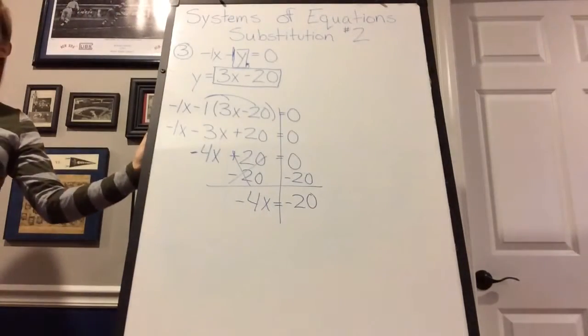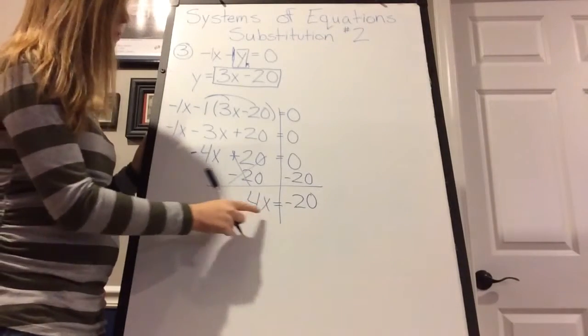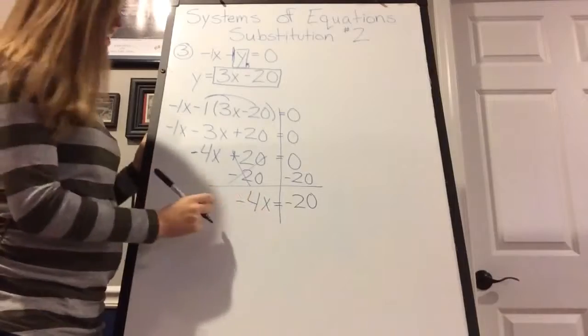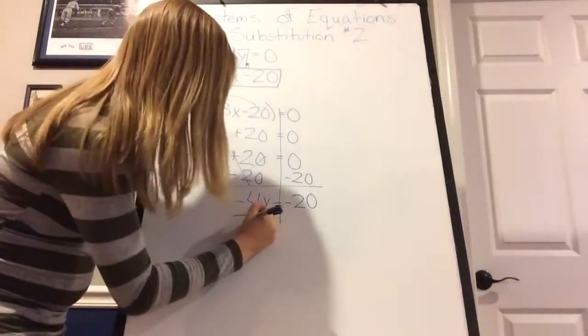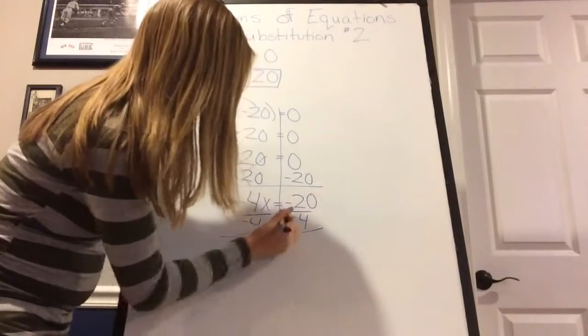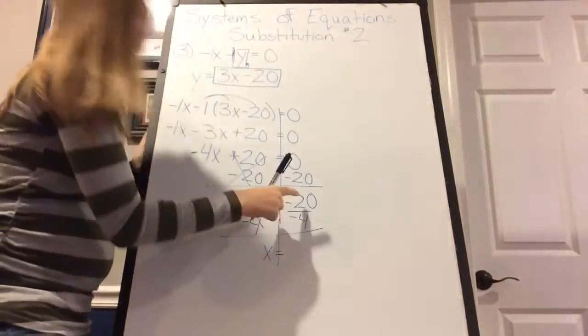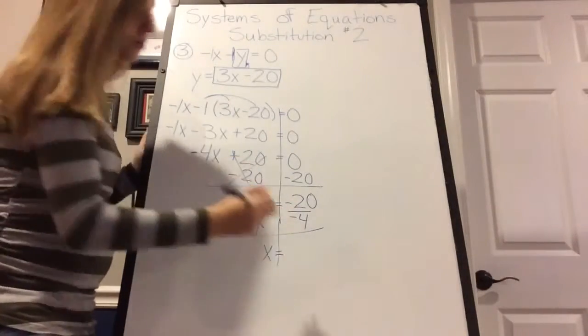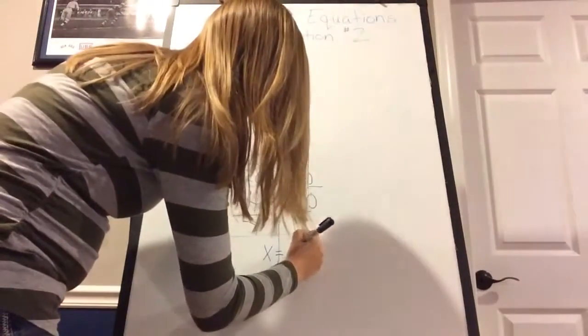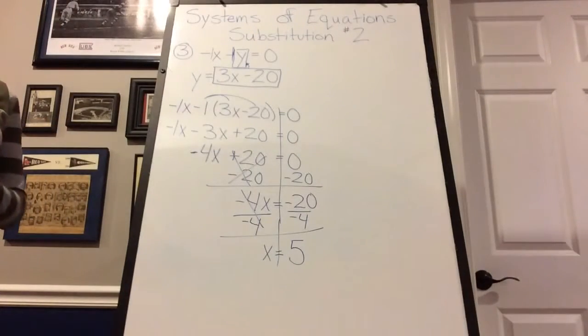And my last step is to divide. I need to cancel out a negative 4x, or a negative 4 that's being multiplied by x. So the opposite would be to divide by negative 4 on both sides. So they cancel, and we get x equals negative 20 divided by negative 4 is positive 5. So x equals 5 is part of our answer.